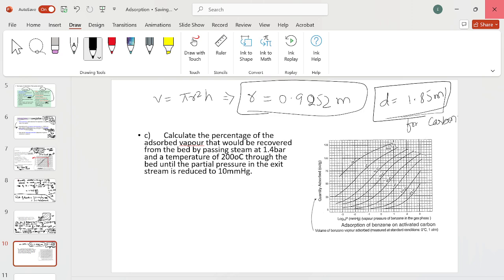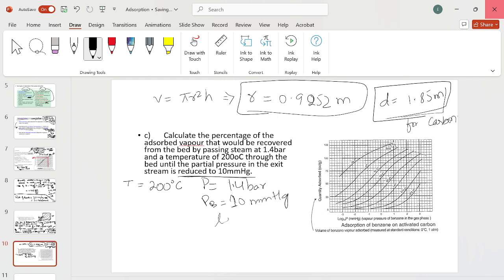Okay, now we will calculate the percentage of adsorbed vapor that would be recovered from the bed by passing steam at 1.4 bar and a temperature of 200 degrees C through the bed until the partial pressure in the exit stream is reduced to 10 millimeter mercury. We are given a temperature of 200 degrees C and a pressure of 1.4 bar. We don't need to convert that pressure into millimeter mercury because the reduced pressure is already given as 10 millimeter mercury.